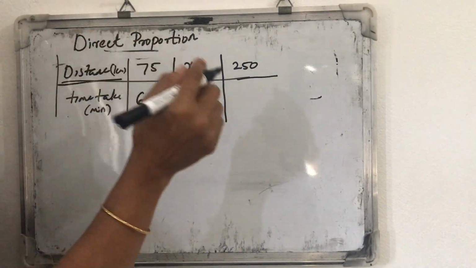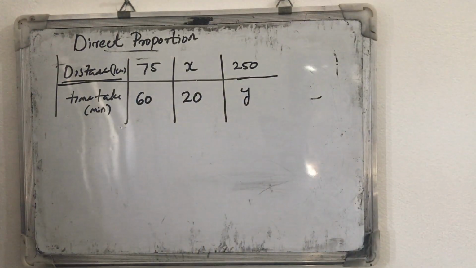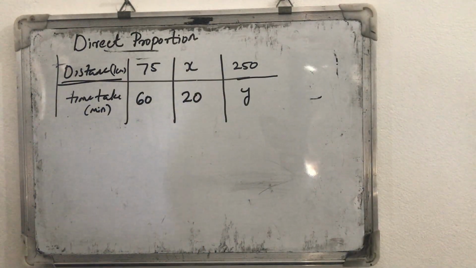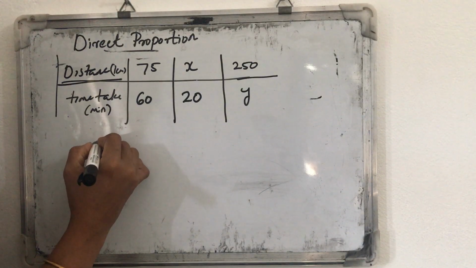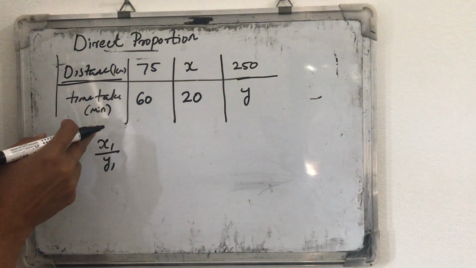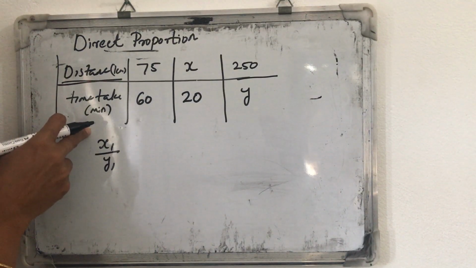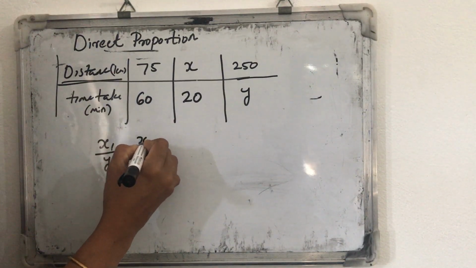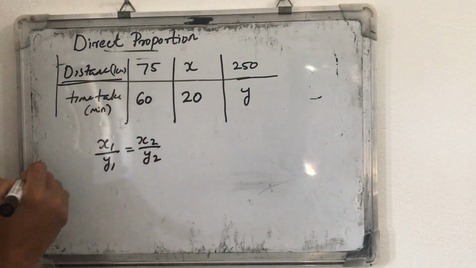So here already we take one variable x. Next we can take another variable y. Then using that equation very clearly we can find out. As it is direct variation, we can write x1 by y1 equal x2 by y2.